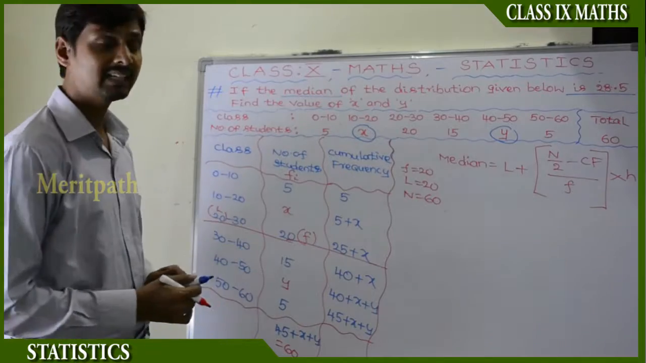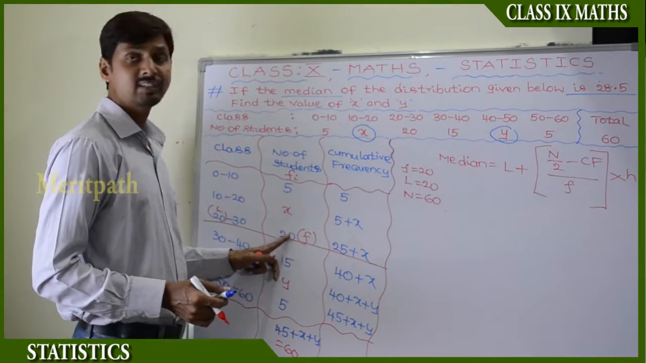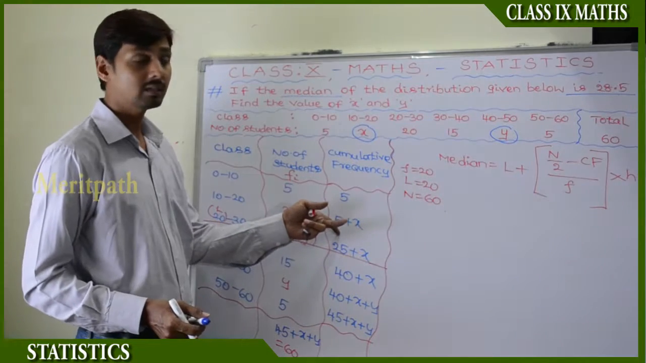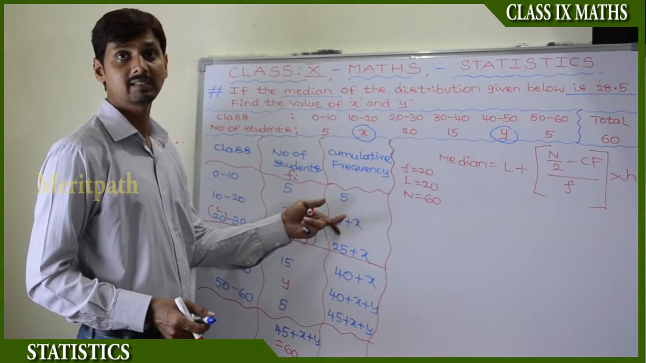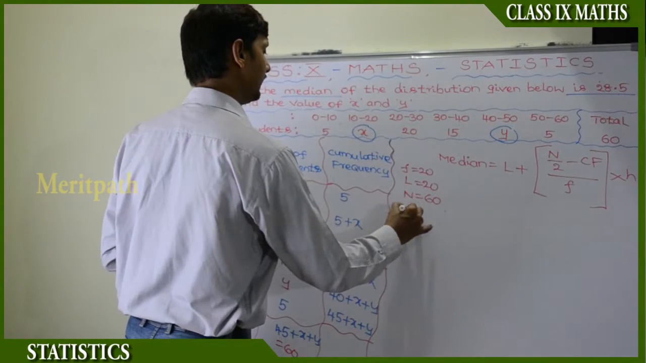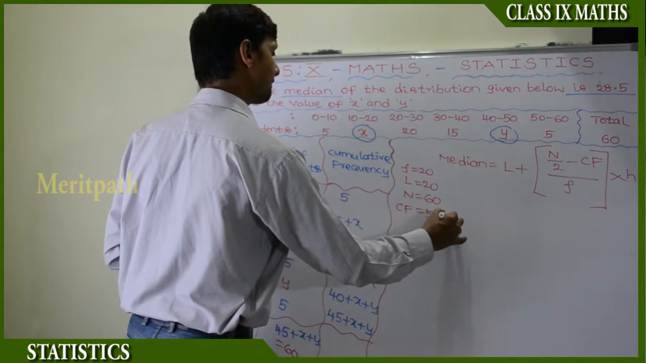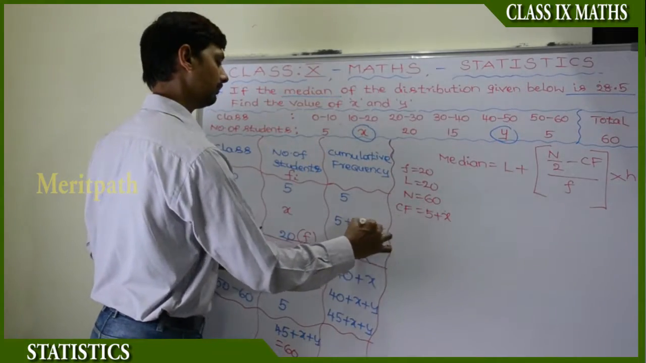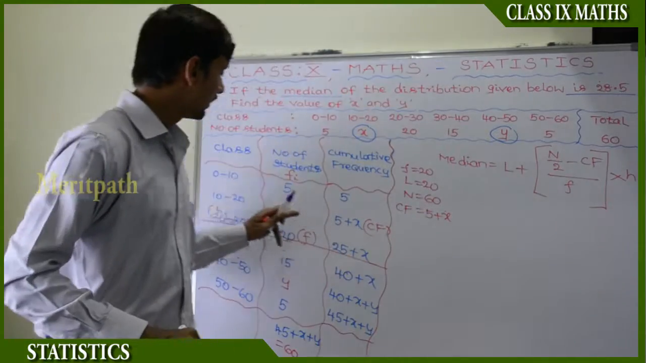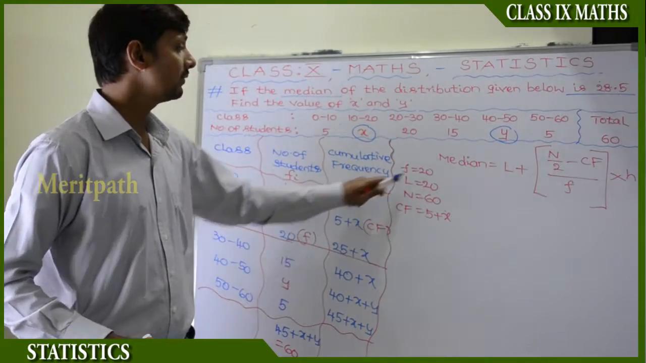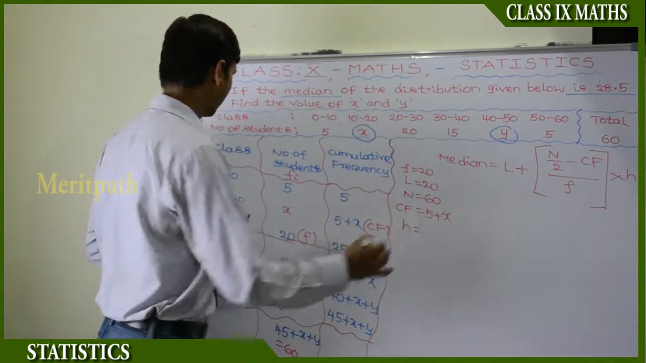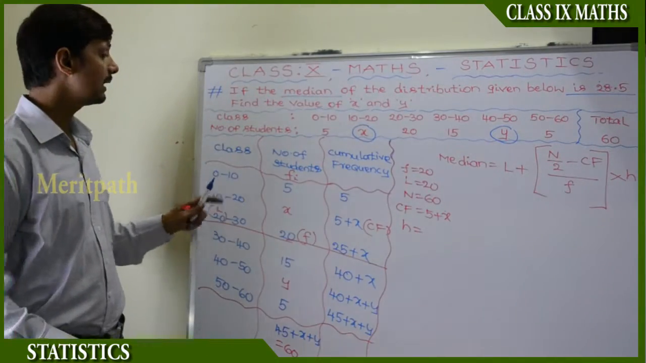And CF is nothing but the frequency preceding the median class, called the cumulative frequency. So CF is 5 plus x. Divided by small f, the frequency of the median class, which we have taken already, and h is nothing but the length of the class interval. We know that the length of the class interval is 10.